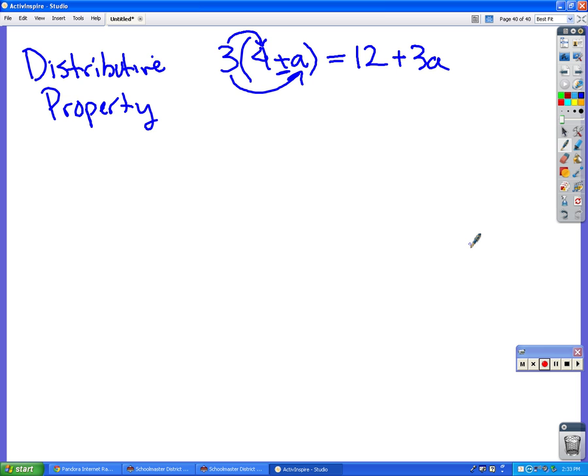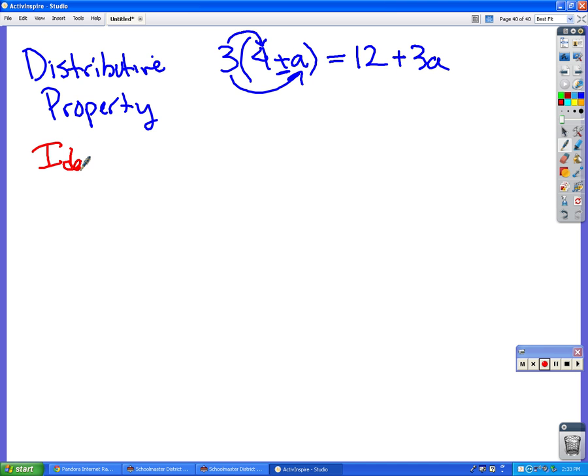So that gives me a way to simplify a problem when I have parentheses, but I can't do what's inside of those parentheses first. I can distribute that 3 and get rid of those parentheses, and now if I get a value for a, I can just plug it in there, multiply by 3, add 12, and I'm all good. So the distributive property is very important. We're going to use that a lot in this class.